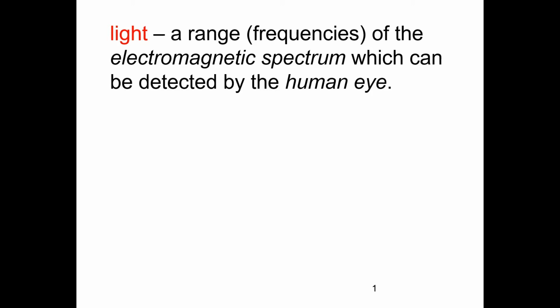We started part one of this lecture with this definition. Light: a range of frequencies of the electromagnetic spectrum which can be detected by the human eye. And I told you there were two problems with this, that we had to define human eye and we had to define electromagnetic spectrum. Well, we defined human eye in part one, so let's take a look at what electromagnetic spectrum is.